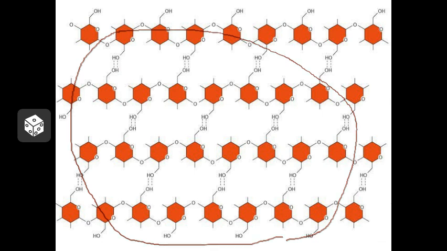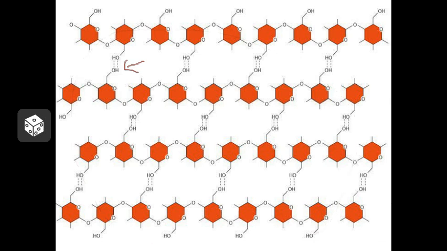Now we don't have the enzymes necessary to break those little cross linkages. So even though we can eat cellulose, we can't break it down and we can't access that glucose. But certain kinds of bacteria can.